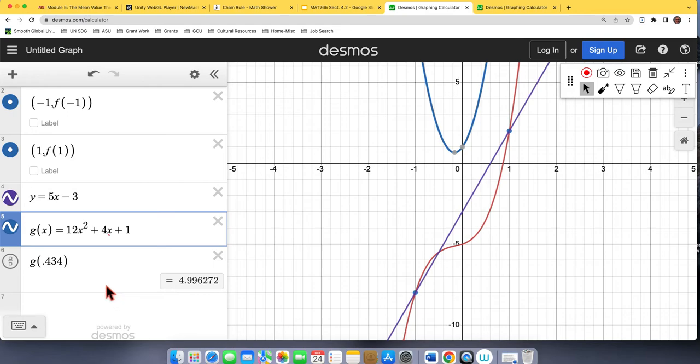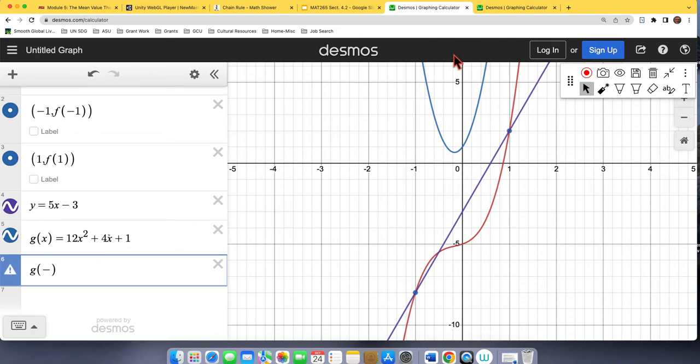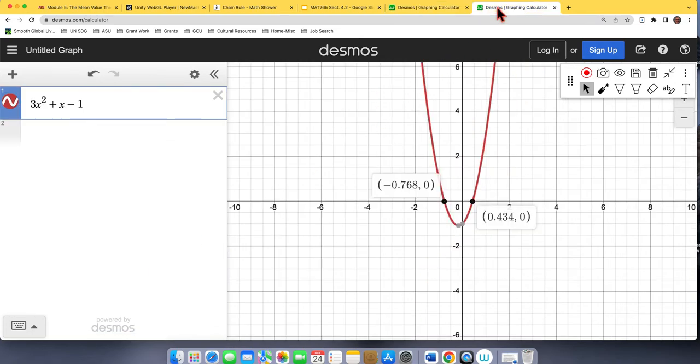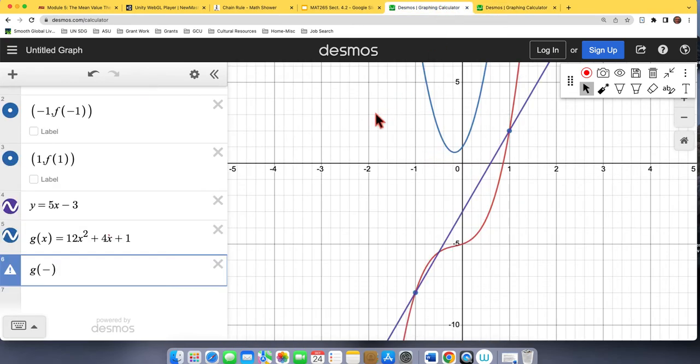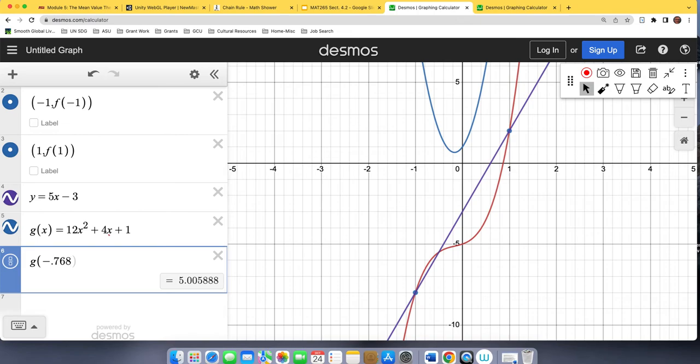We could actually plug it in. The other one I could plug in is my negative 0.768. And we find it also has a slope of 5, or a value of 5. Remember, this is the derivative at that point. And again, you could have analytically taken the derivative, plugged those in for x, and you would have found it.